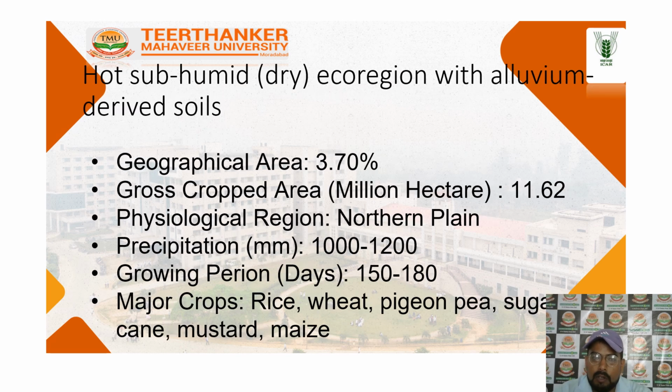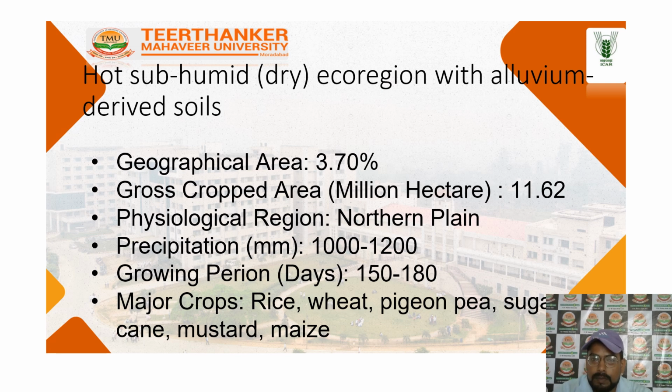Next is the hot subhumid ecological region, the dry region, with the alluvial soil in the specific region. The total area is 3.7% of the share of India's total geographical area, and the region is found in the northern plains. Precipitation is 1000 to 1200 millimeters, and growing period is 150 to 180 days. Major crops growing are rice, wheat, pigeon pea, sugarcane and mustard, and maize is grown in specific regions.